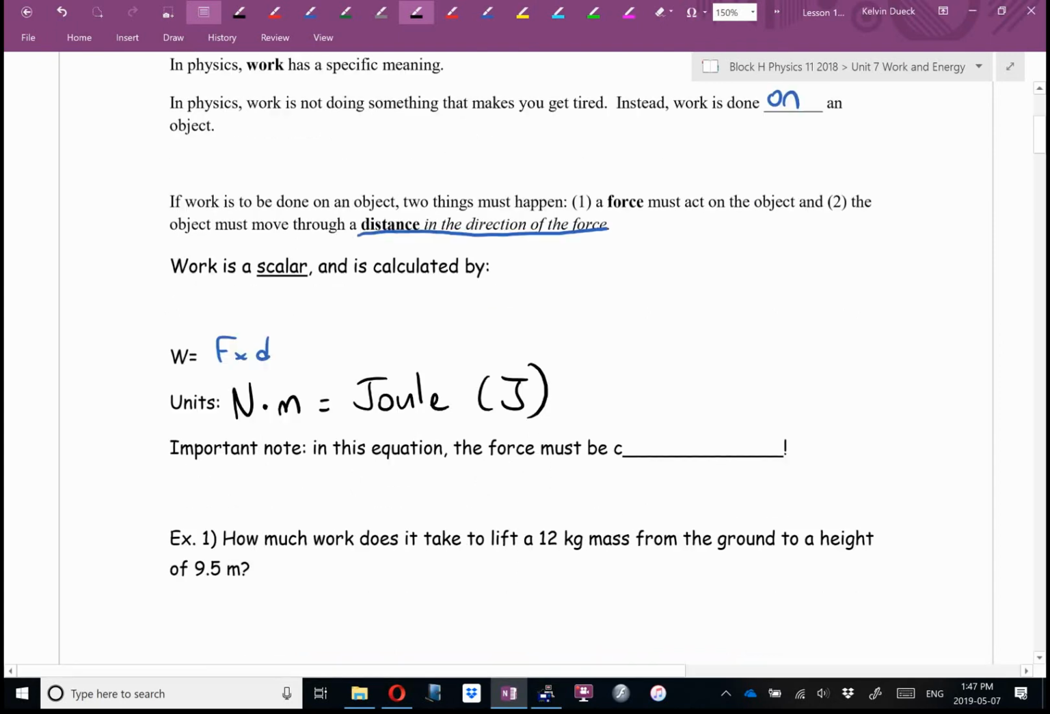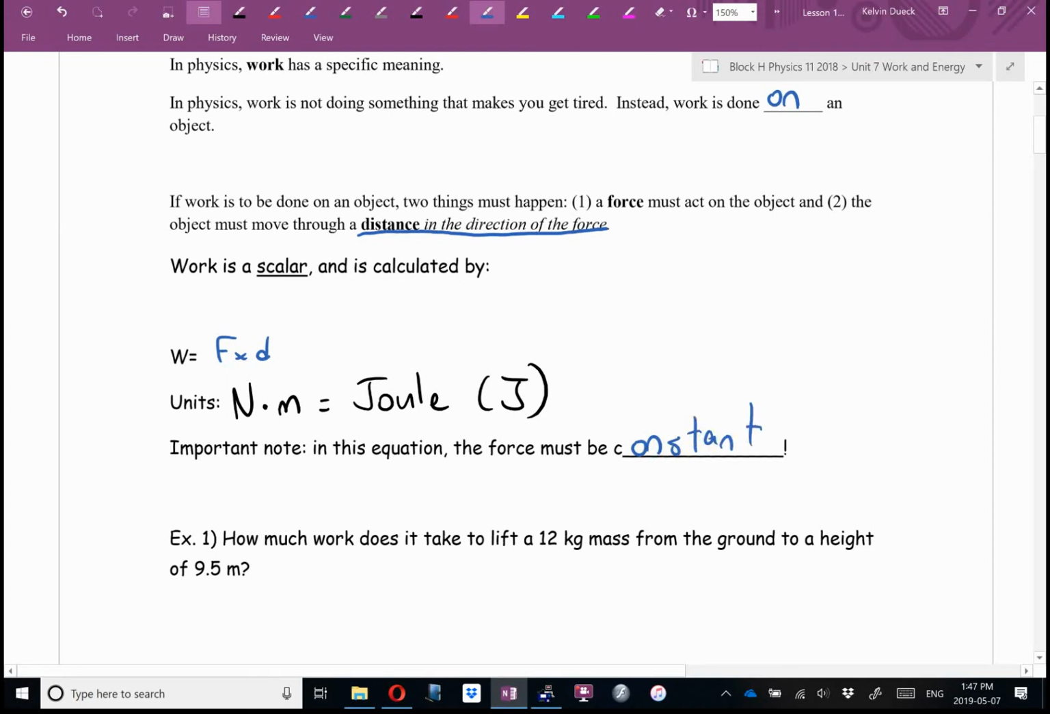There's a condition here, though. So work is force times distance. The force and the distance have to be in the same direction. And there's a second condition here. The force has to be constant.